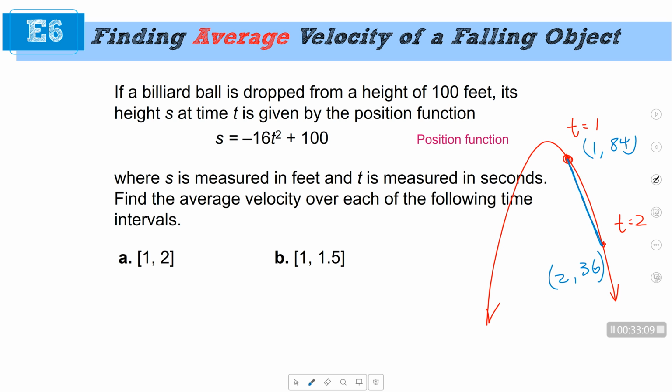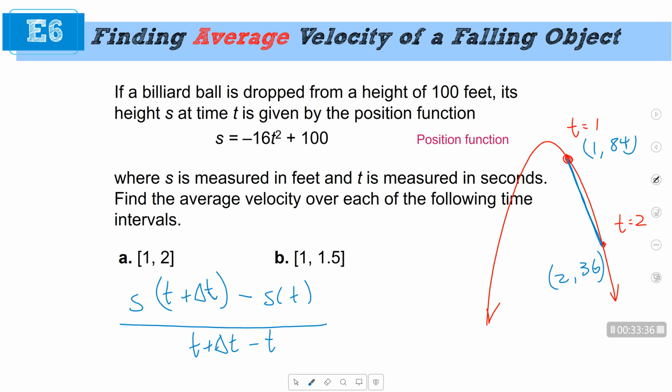Now, could you calculate the slope of that blue line? Yes. So from a calculus standpoint, what we're doing is taking s of t plus delta t, subtracting s of t, and putting it over t plus delta t minus t. That should look familiar, yes? That's the difference quotient. What's missing is the limit. We'll get to that in a second. Okay, so that's average velocity. Instantaneous velocity would involve finding the derivative, which we'll come back to in a second.